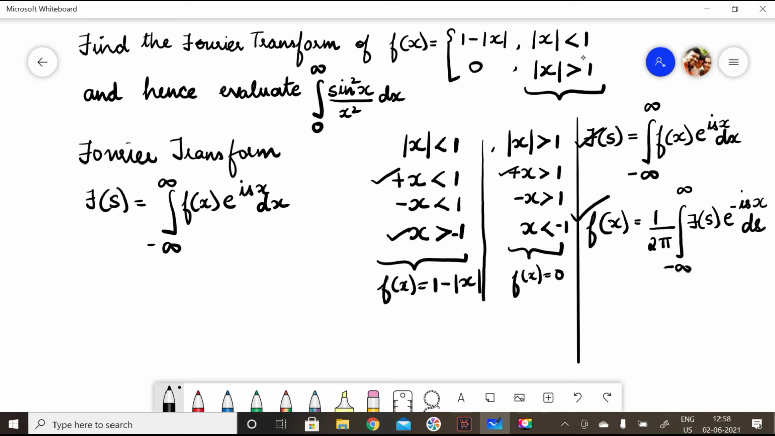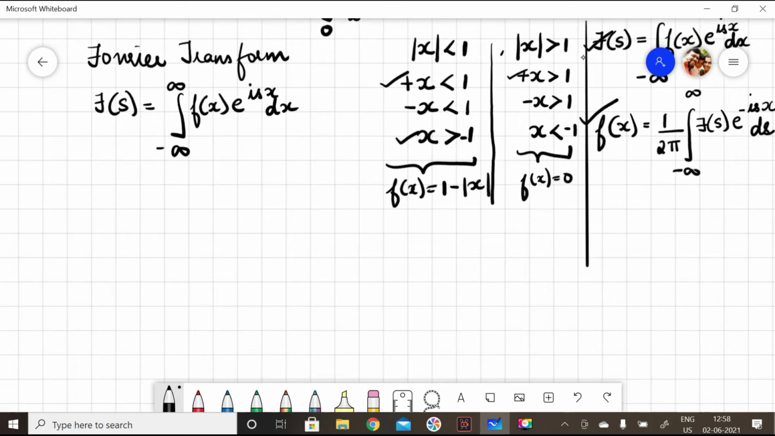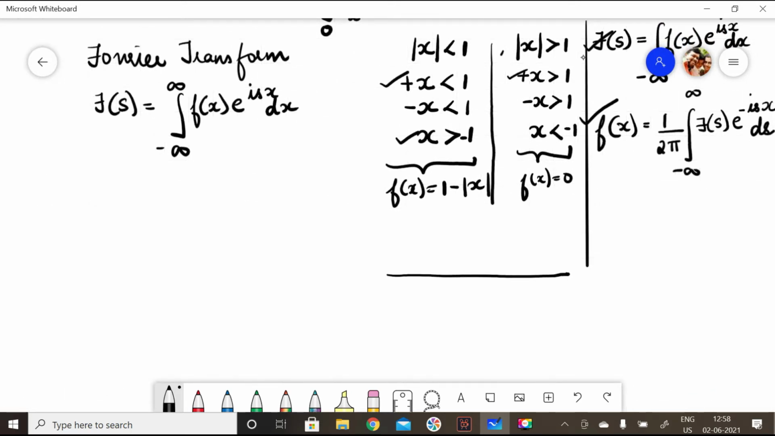I will draw a diagram for better understanding. In my question, the limit is minus infinity to infinity. I mark a center point 0. Now I take the limits. In the first part I have x less than 1 and x greater than minus 1, so let me mark minus 1 and plus 1. What is x less than 1? It is this part. And x greater than minus 1 is this part.